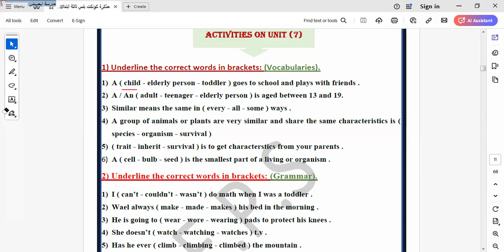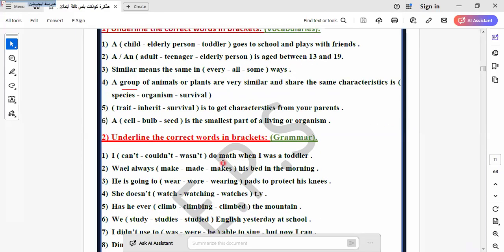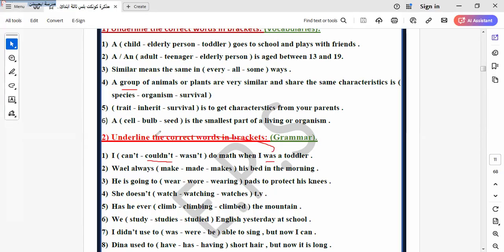Let's go to another one. Here we have: space do math when I was little. So what can I select here? It will be I couldn't, not can. Why couldn't? Because here we have was, and when we have was, the first part must be in the past.